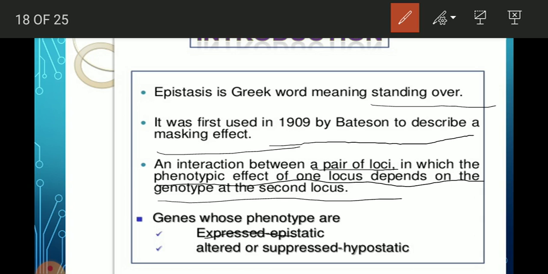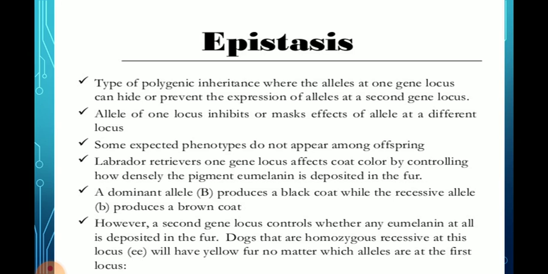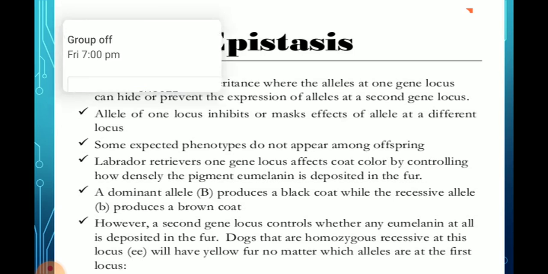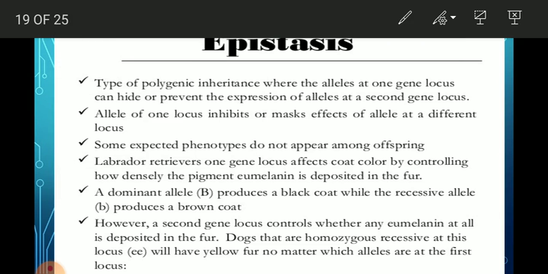Genes whose phenotype is expressed are called epistatic genes, the epistatic or inhibiting genes, and those which are suppressed are called hypostatic genes. This is the type of polygenic inheritance where the alleles at one gene locus can hide or prevent the expression of alleles at the second gene locus. So an allele of one locus inhibits and masks the effect of an allele at a different locus. Examples are the Labrador retriever in animals and Lathyrus odoratus, the sweet pea, in plants. We'll talk about them in a few minutes.